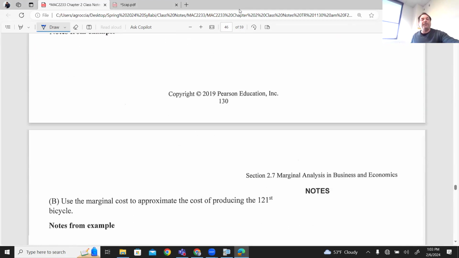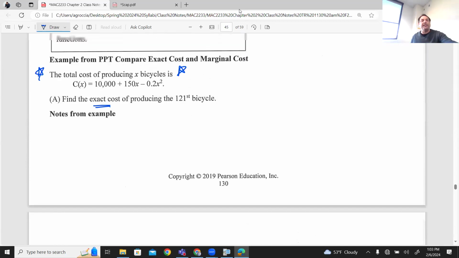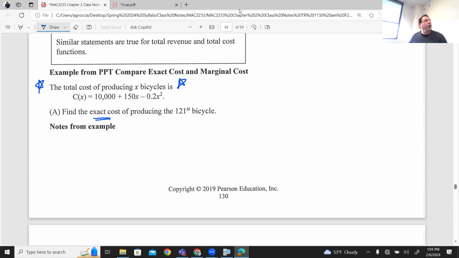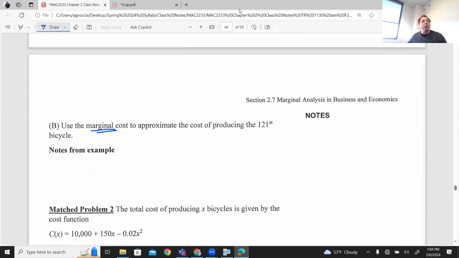But the part that confuses people, and that's the only part that I'm going to help you with, is when you find exact cost of 121, what are you going to do? The cost of 121 and the cost of 120. And then you figure it out from there. But for marginal cost, if you want the 121st, what am I going to plug into the derivative? 120. Why 120? Because when you plug in 120, it's the cost of the next. So be careful with that.